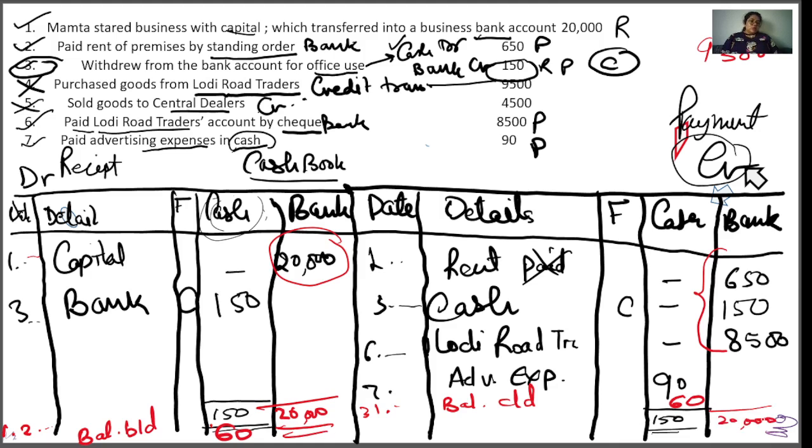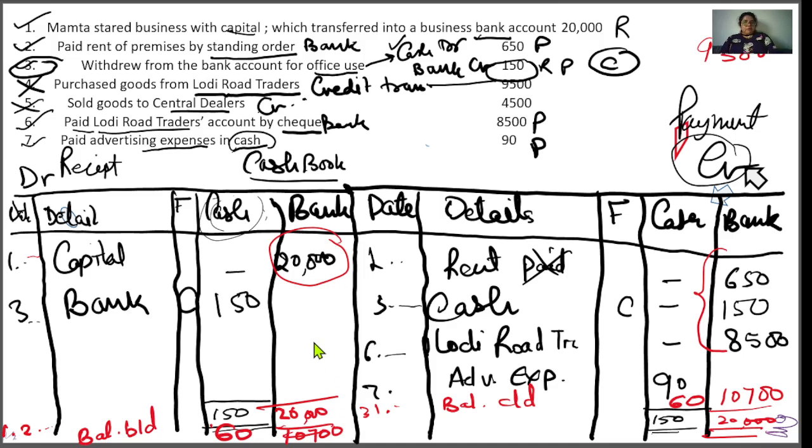So in carried down 20,000 minus 9,300, the answer is 10,700. So 10,700 will be the answer or carried down value. That will be again brought down like this, 10,700.